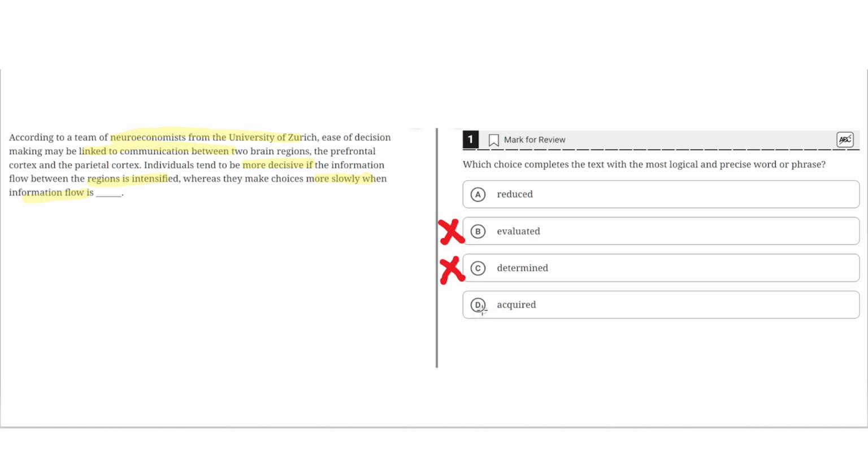D, acquired. This is incorrect because like B and C, acquired simply doesn't make sense in this sentence, where it would imply that they make choices more slowly when information flow is acquired. So D is incorrect, and the correct answer is A.